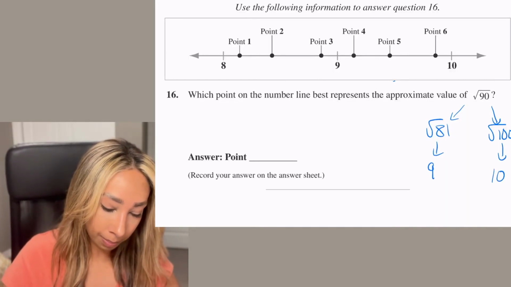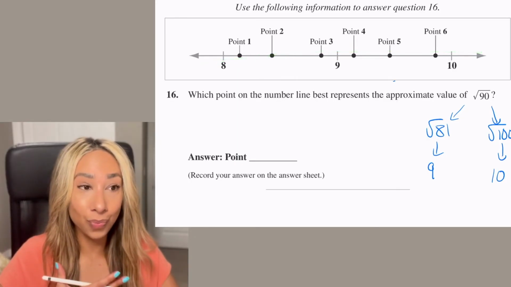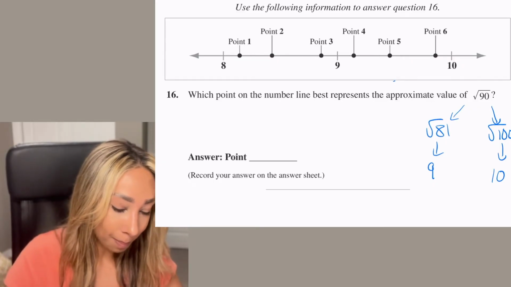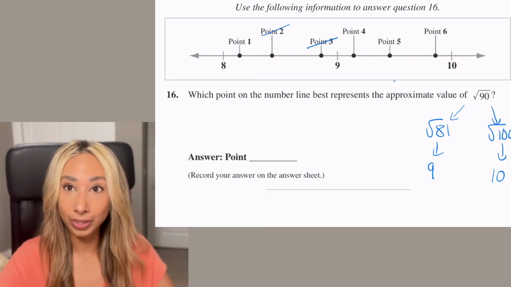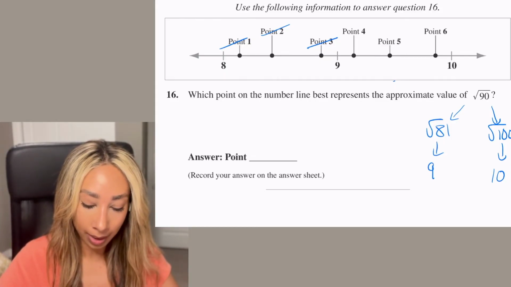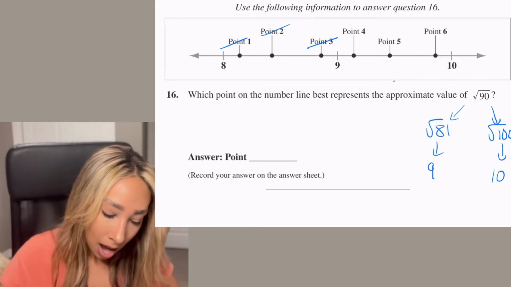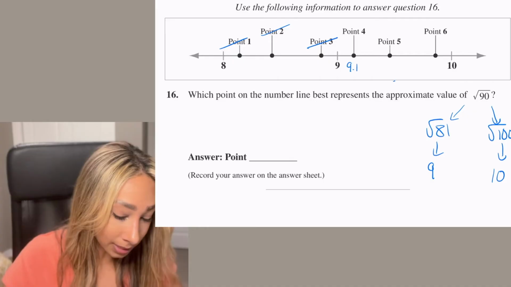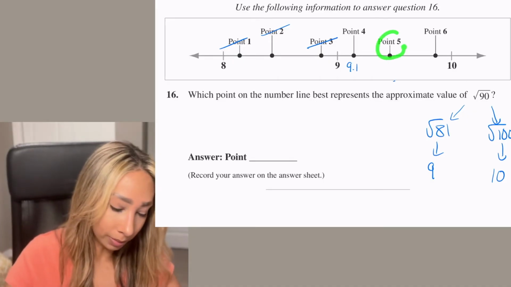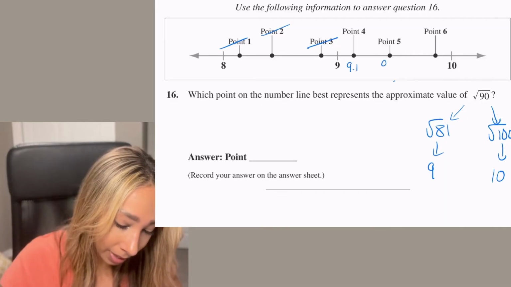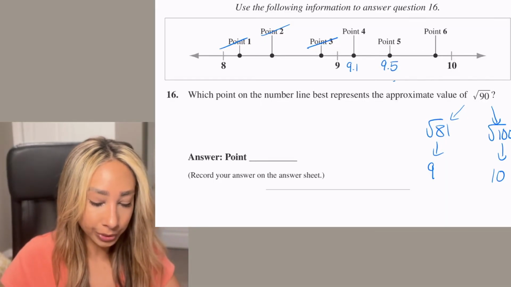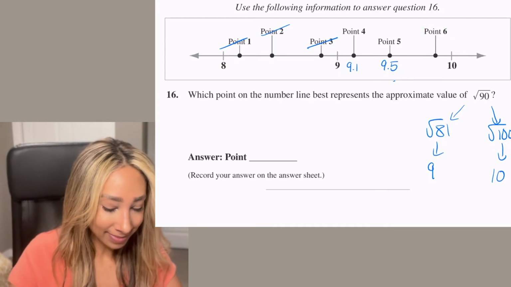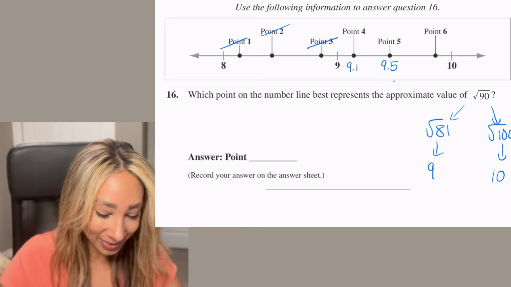Looking at our number line, we can cross off anything that is before the number 9 and after the number 10. They didn't give us any points after 10, but they did give us a couple that are before 9, so we can cross those off. If I were to estimate these points, I would say this is probably about 9.1 or 9.2. This one, like 0.5, looks like it's right in the middle, so roughly 9.5. And this one is super close to 10, so probably about 9.8, maybe 9.9. Let's go 9.9.